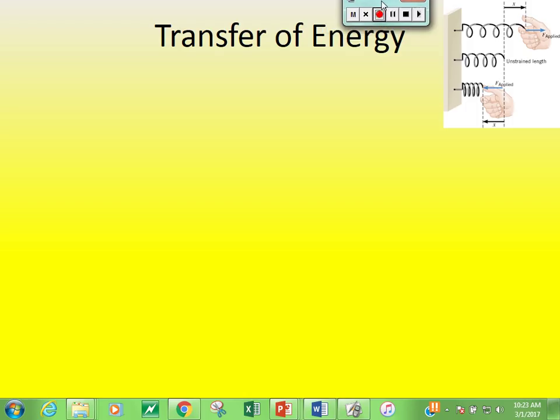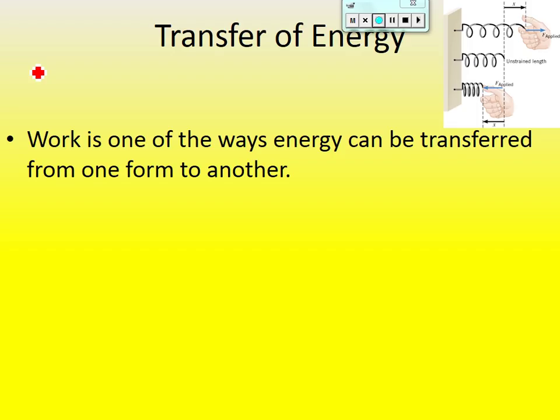All right, one final thing that I wanted to talk about, and let me slide this recording sign out of the way, is that work really is the transfer of energy. Whenever you do work on an object, you've transferred energy to that object. So let's go through this. Work is one of the ways energy can be transferred from one form to another. So there's this principle, a very famous law in science called the law of conservation of energy. Energy cannot be created nor destroyed, but it can change form from one form to another. And one way that you do that is you do work on an object.